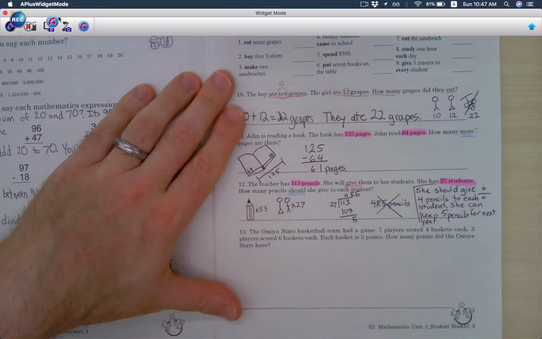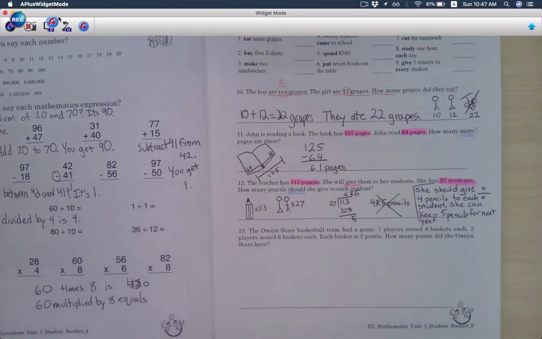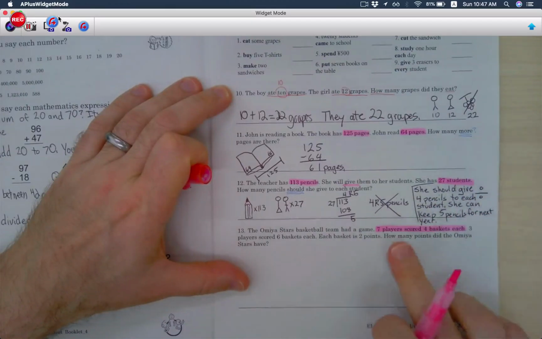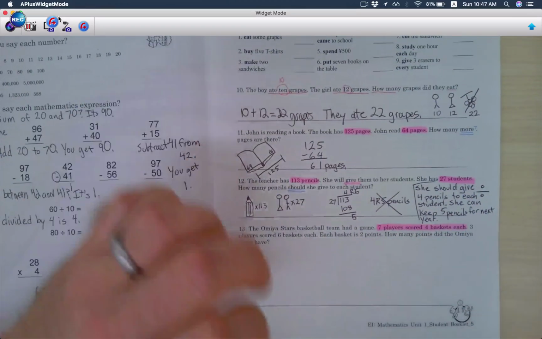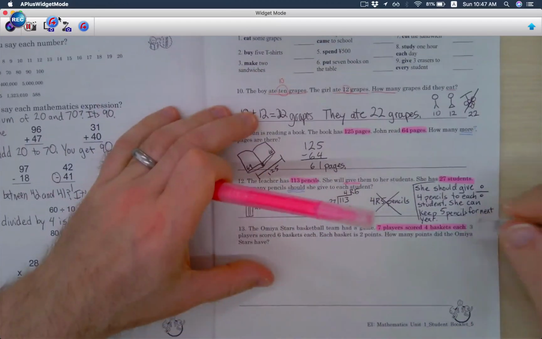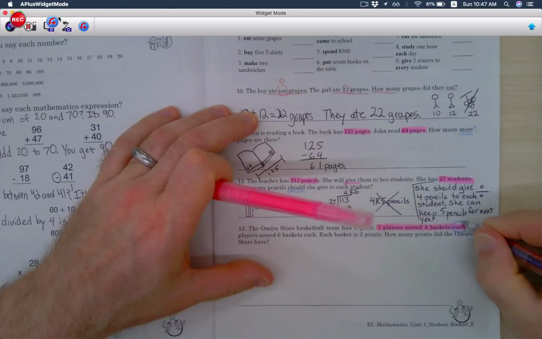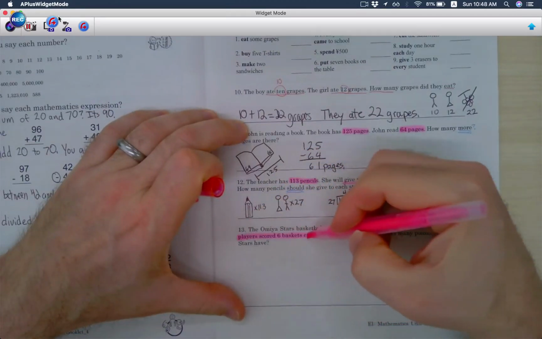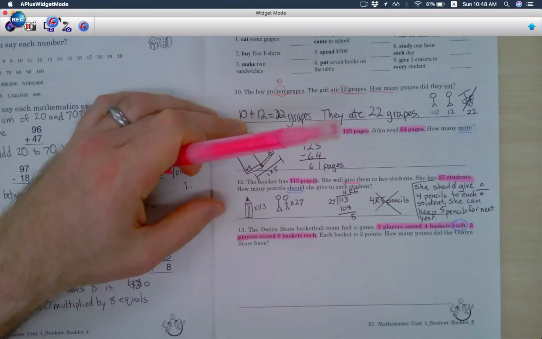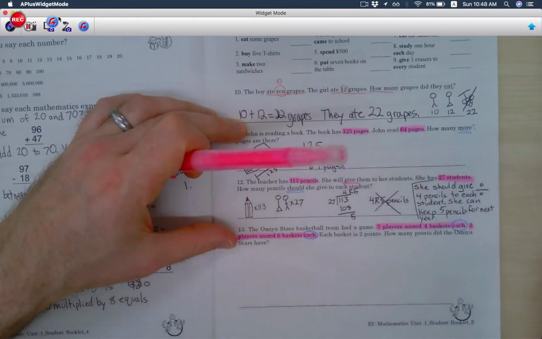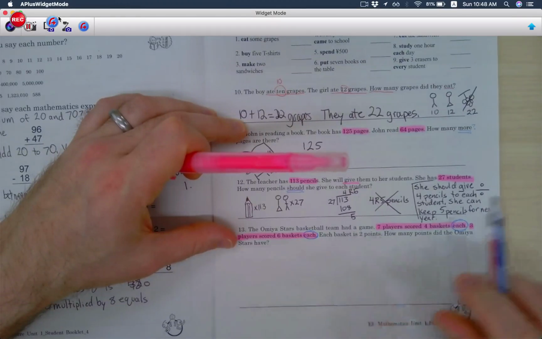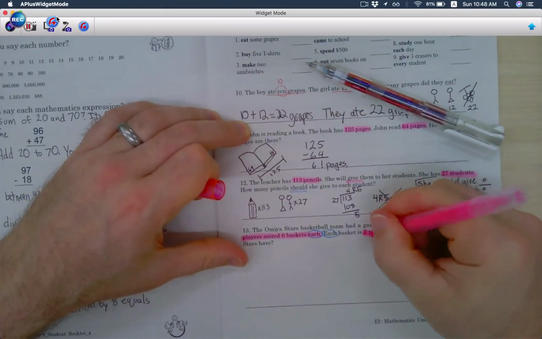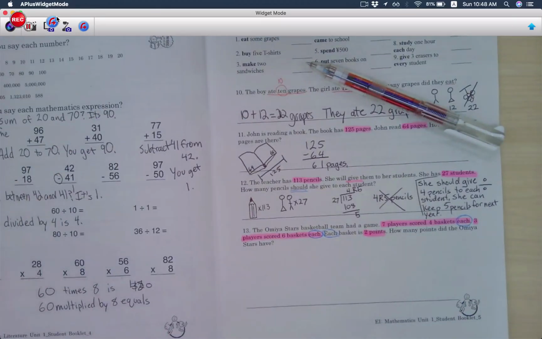The Omiya Stars basketball team had a game. 7 players scored 4 baskets each. And what is each? I need to think about each. 3 players scored 6 baskets each. And once more, this word each has popped up. What do I do? Each basket is 2 points. Again, each. So I need to check on the meaning of each.